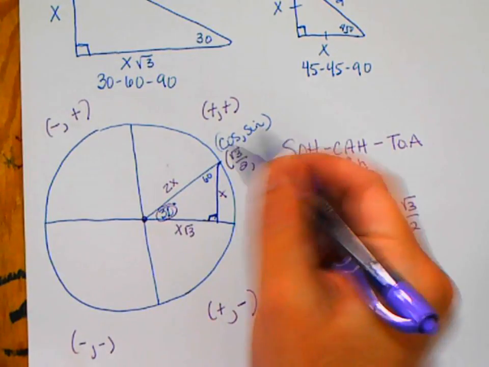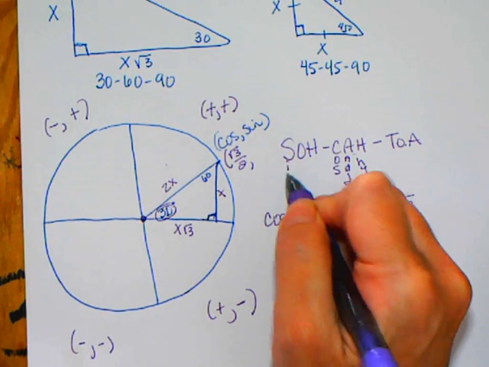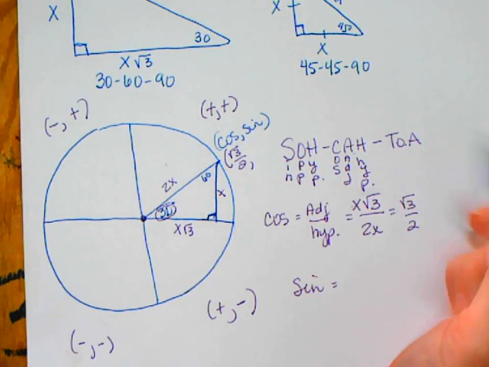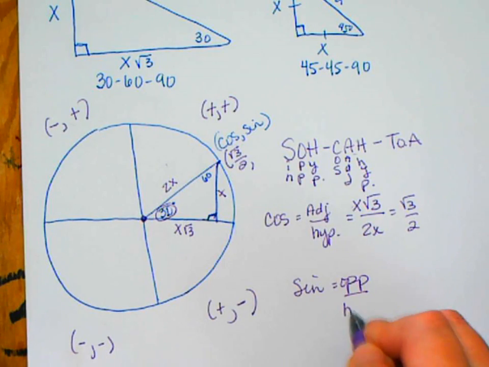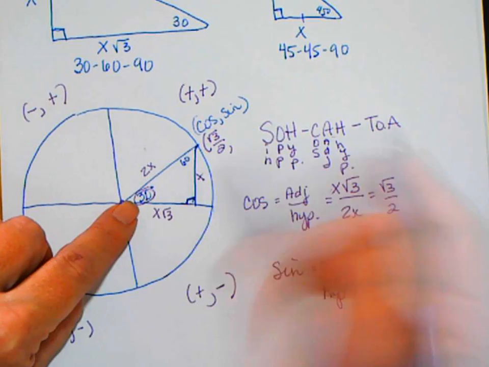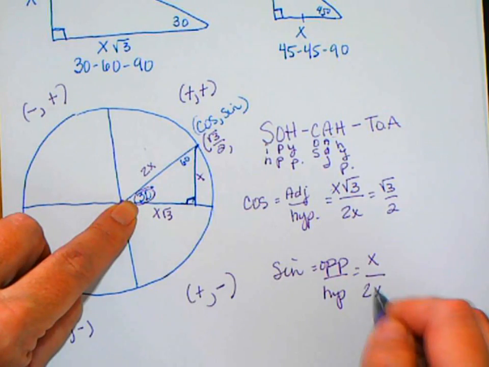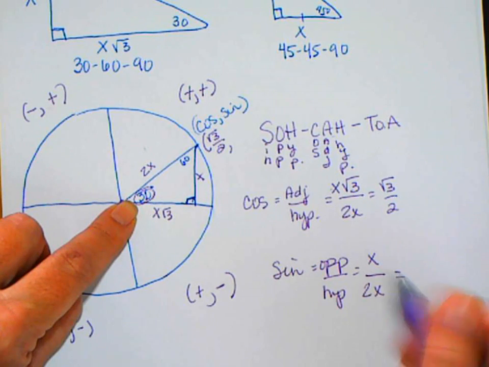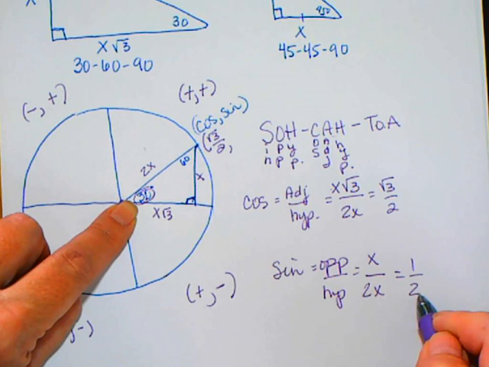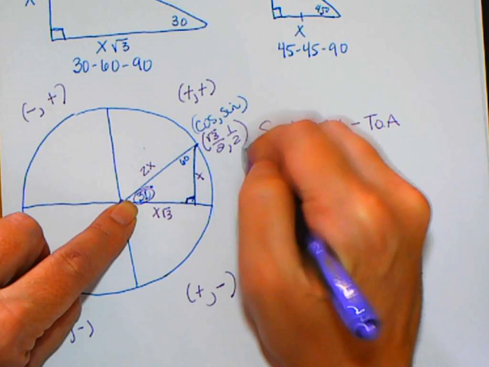Okay, we still have to find the sine of that angle. So sine, S stands for sine. Sine is opposite over hypotenuse. So the leg that's opposite of my 30-degree angle is x, and the hypotenuse is 2x. Your x's will cancel. Remember, there's still a 1 in the numerator. You can't just leave it blank. So you're left with 1/2. Sine is positive in quadrant 1, so there's my ordered pair.